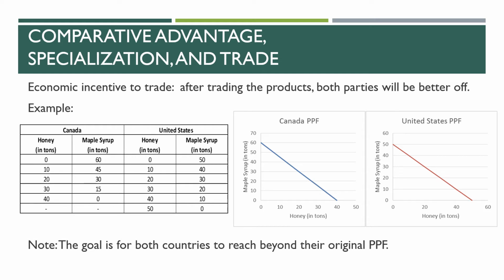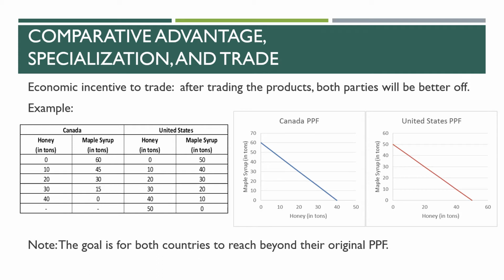So if we can provide a solution for the two countries to reach beyond the PPF at the same time, then it's evident that we're proving that trade can get them better off than if they are not trading with each other but doing it on their own. So again, our goal is to find one point on each graph, so that those two points on the two graphs are beyond the PPF.